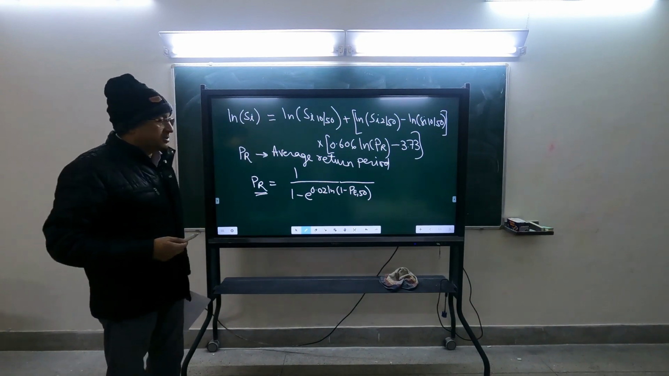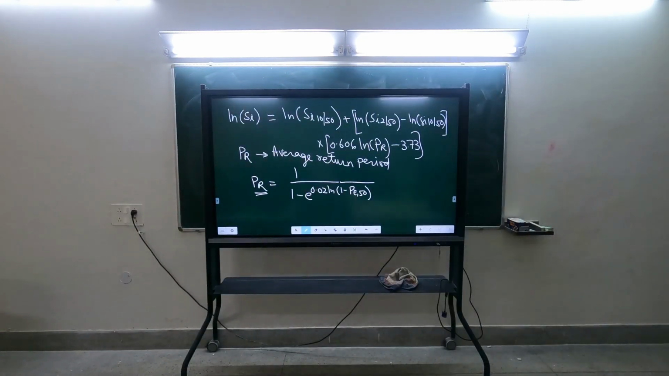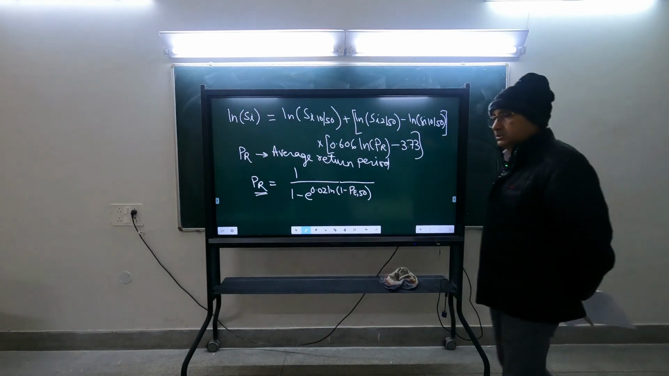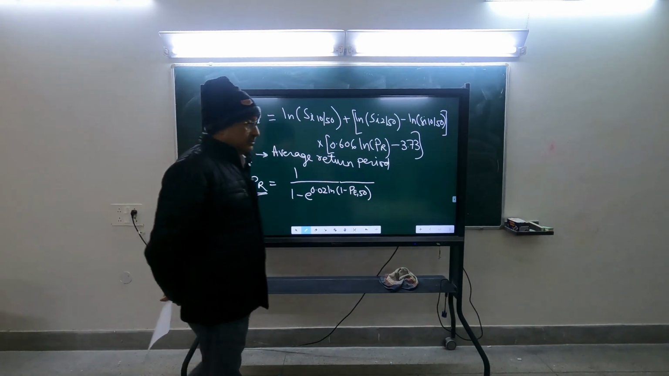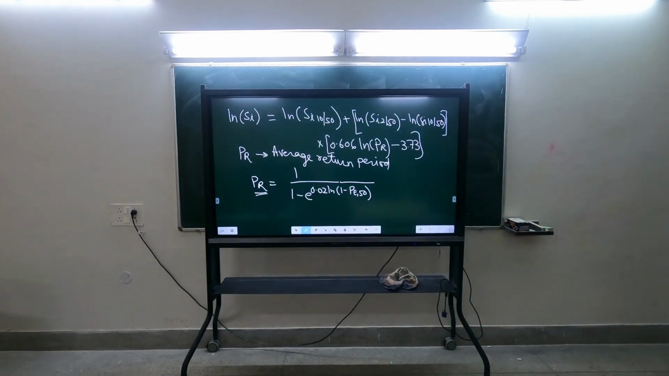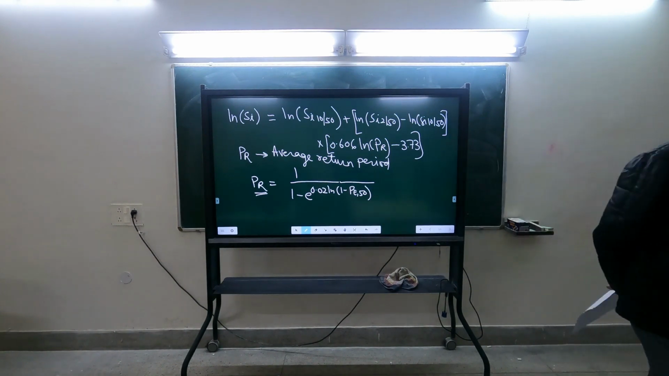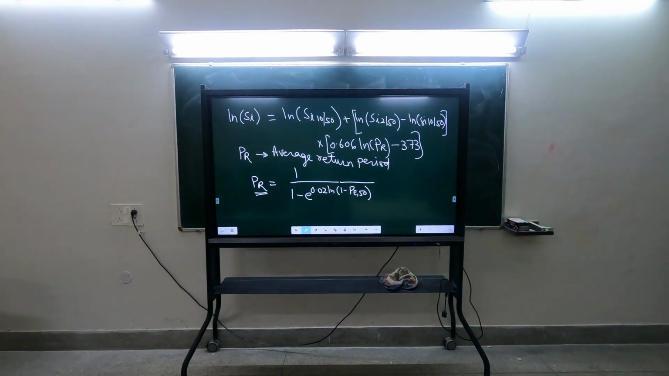So for example, you can calculate for 2% in 50 years, what return period you are getting, substitute PE equal to 0.02 and calculate what you are getting. 2475, okay, and for 10% put P is equal to 0.1. 475 years. So this formula will give you PR.